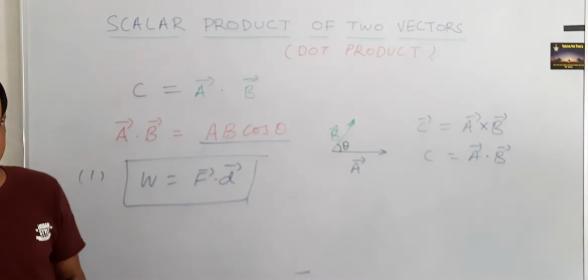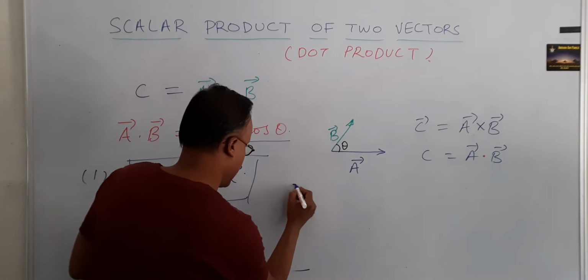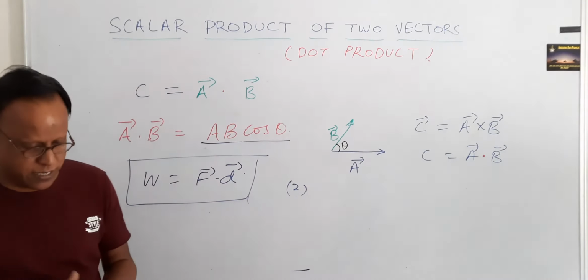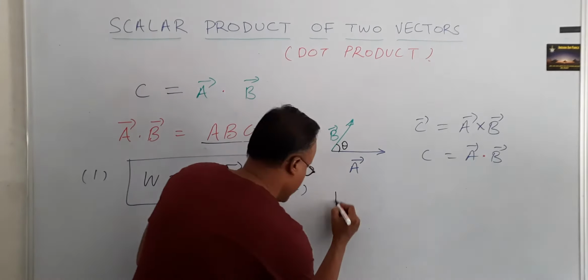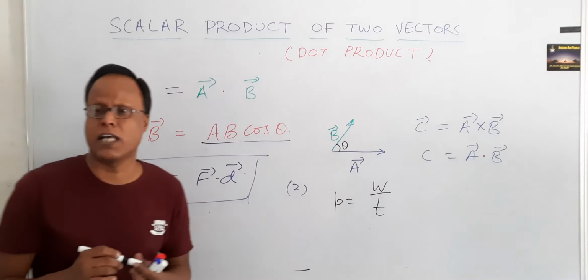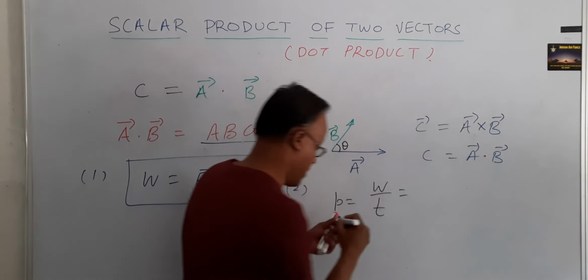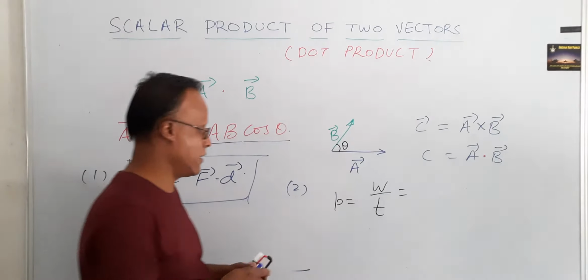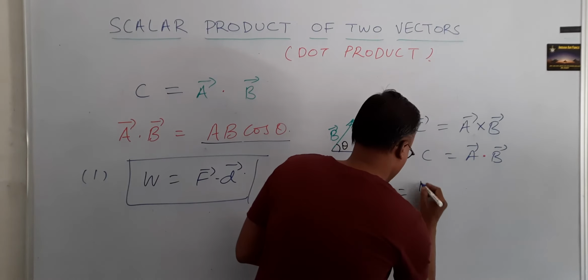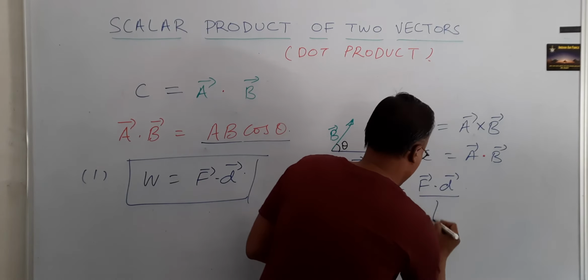So one example is done. Let me tell you one more. So the second example. Look at the second example. You know power. What is power? Mechanical power is W upon T. The amount of work done per unit time is known as power. And you have just defined work as what? F dot D. So this is equal to F dot D upon T.